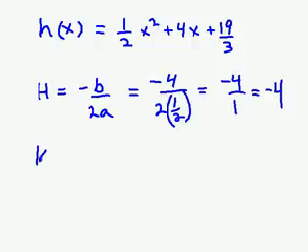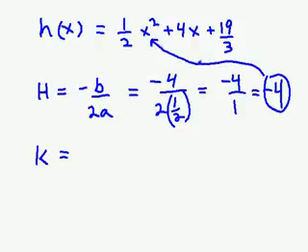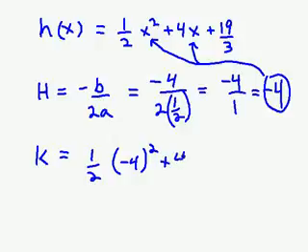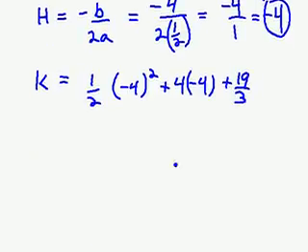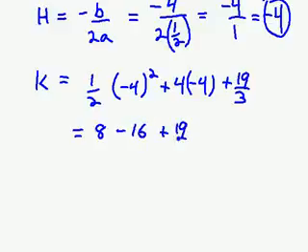To get k, the second coordinate of the vertex, just plug in negative 4 for x. So if you do that, you get 1/2 times negative 4 squared plus 4 times negative 4 plus 19 thirds. And that's not as bad as it looks. Because negative 4 squared is 16, times a half is 8. Plus 4 times negative 4, that's minus 16, plus 19 thirds. So that's negative 8 plus 19 thirds.